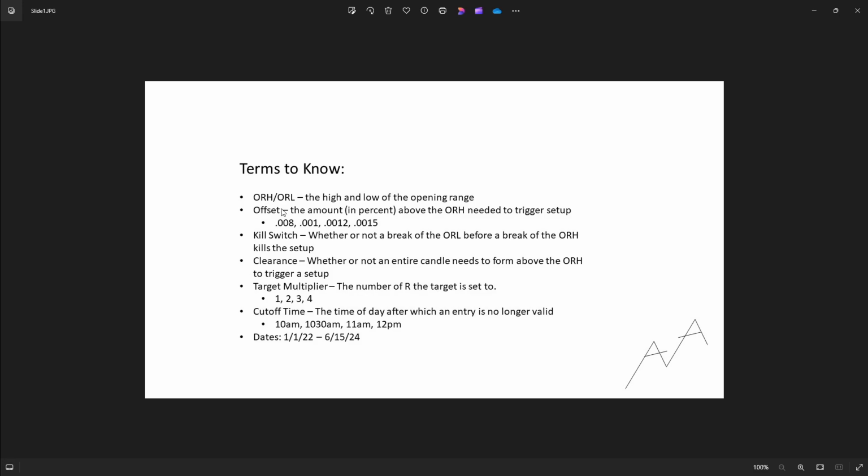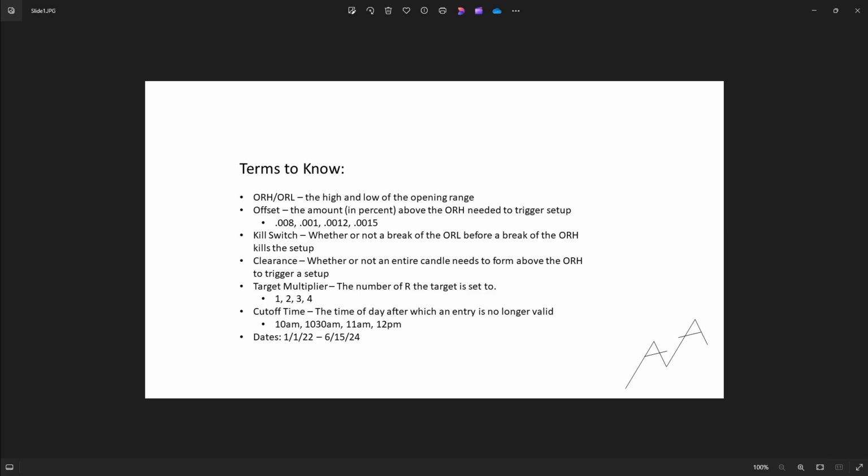The offset, this is a term I made up for this purpose. That's the amount in percent that you have to go above the opening range high in order to trigger a setup. So it has to break out above the opening range high a certain amount based on the percentage of the price of the opening range high, and then that can be a valid setup.